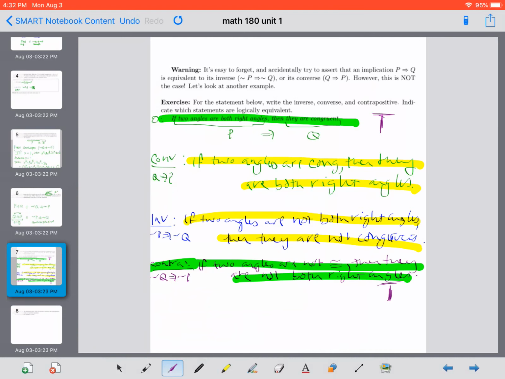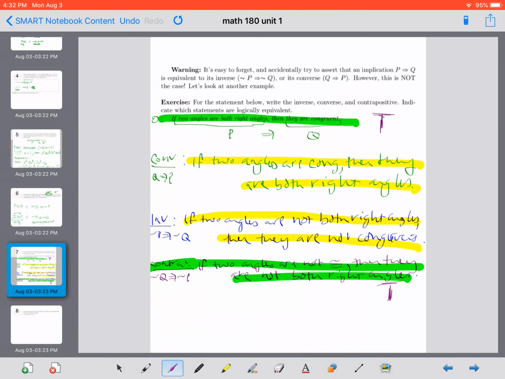Now, the converse and the inverse could both be false. They could also both be true. It's possible sometimes that a statement and a converse have the same truth value, but this is where you have to be careful. So we know they have the same truth value as each other, we just don't know yet if they're both true or both false. So let's try to think it through.